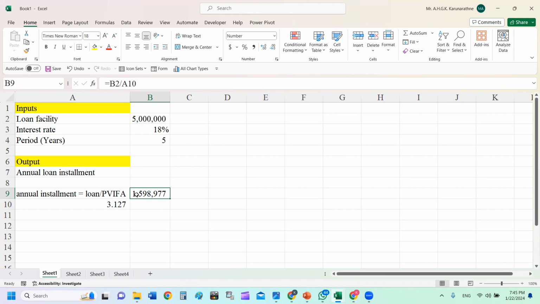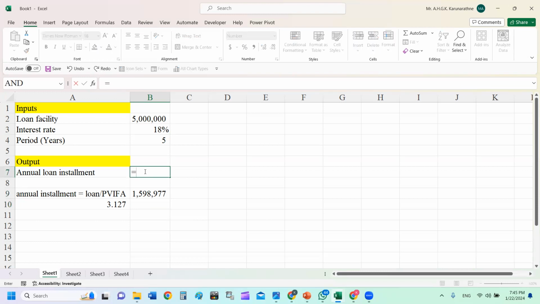You can see it is not that convenient. This is how the installment is computed using your financial management knowledge. So we'll use the Excel formula that we just discussed, the PMT function. Using the PMT function, we can determine this annual loan installment.